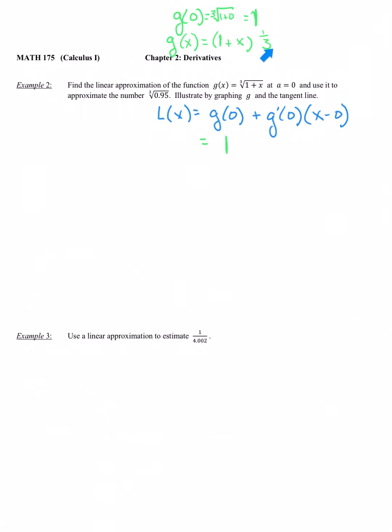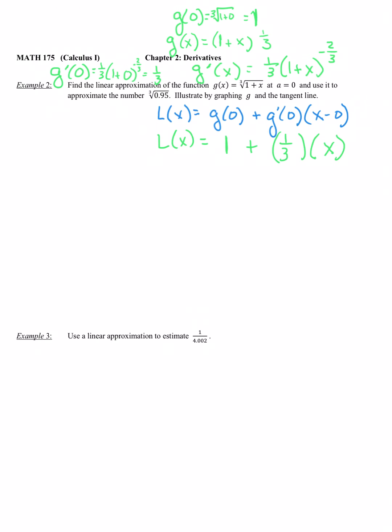And now let's go ahead and take the derivative of g. And then we have to find the derivative of g at 0. So I'm just going to plug 0 into that guy there. And we'll get 1/3 because our parentheses will just be 1. So plugging in for our linear approximation, here is our equation. All right, now let's go ahead and take a look at this.